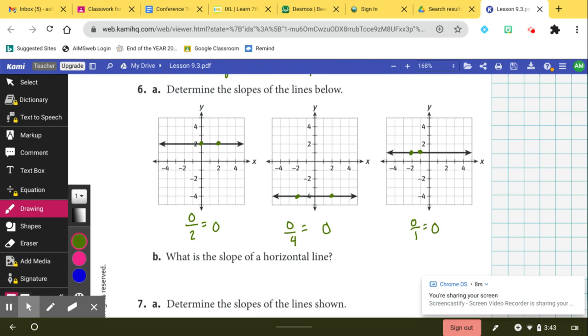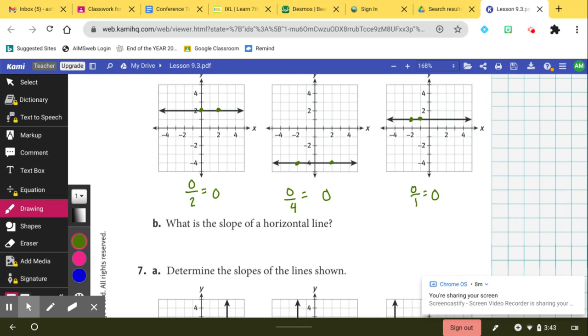Same with this one. We don't rise at all, but we can run. So 0 divided by 4 is 0. And same with this last one. Don't rise at all. So my rise is 0, but I can run. So 0 divided by 1 is 0. So the slope of a horizontal line is 0.